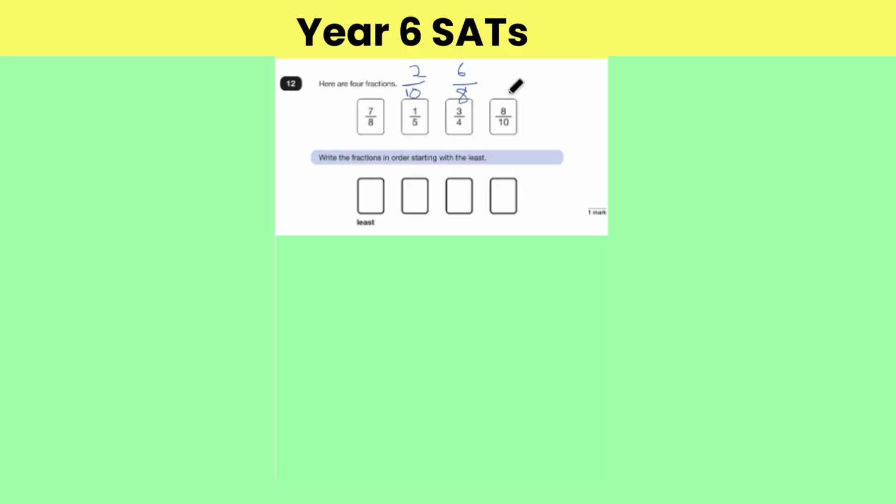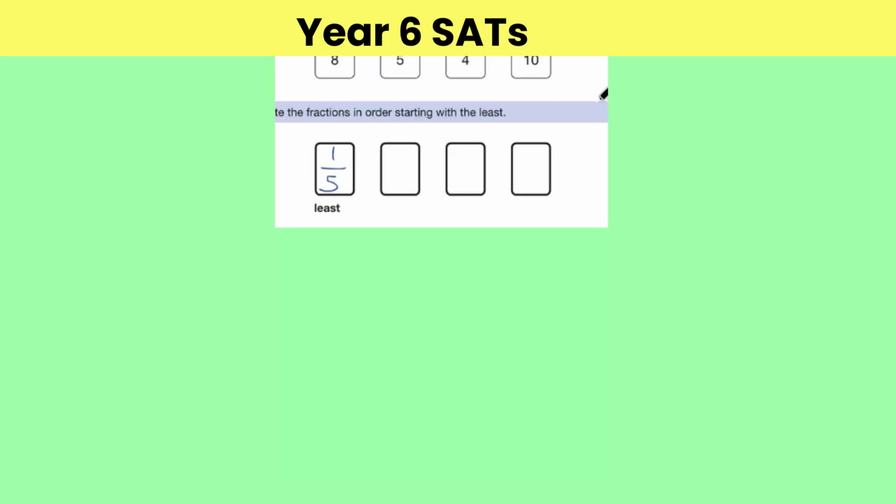Now we can use a little bit of common sense. 1/5 is clearly the smallest fraction. 8/10, the numerator is very close to the denominator, and 7/8, 3/4 and 8/10, they're quite big fractions. So my 1/5 is definitely the smallest. And remember to write it in how it's represented in the question. Don't write it in the equivalent form that you may have used to help you. I'm just going to zoom in.